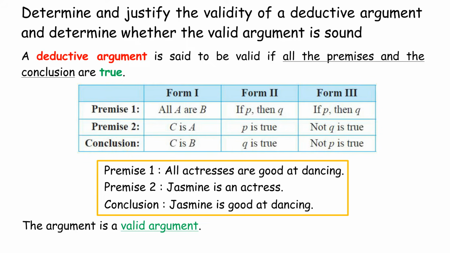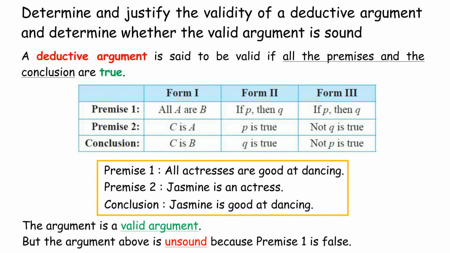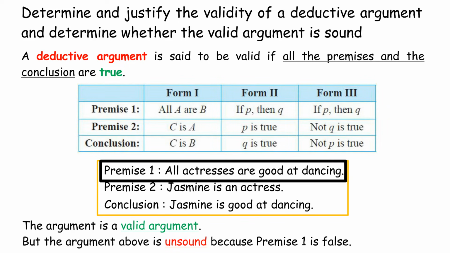Although we know that premise 1 is false, not all actresses are good at dancing, this argument is still valid, because the argument fulfills form 1. But the argument above is unsound because premise 1 is false.